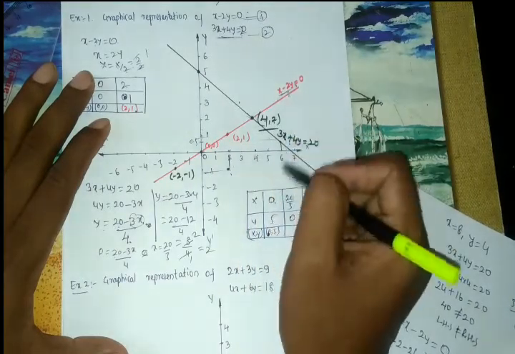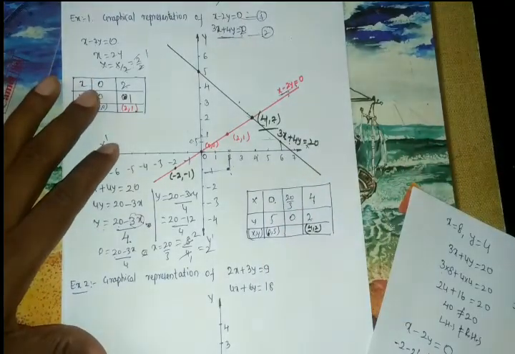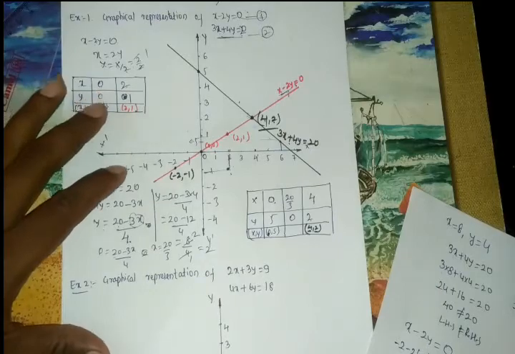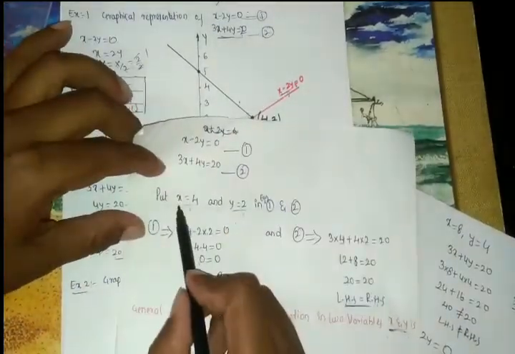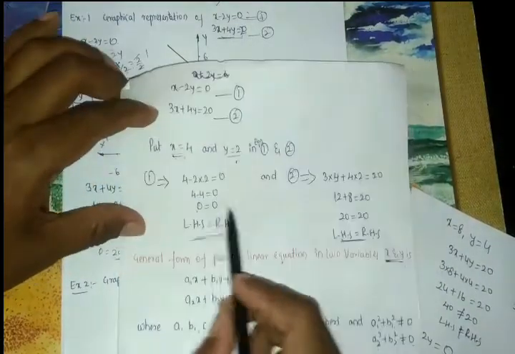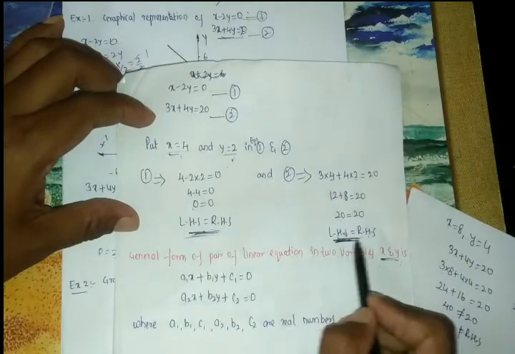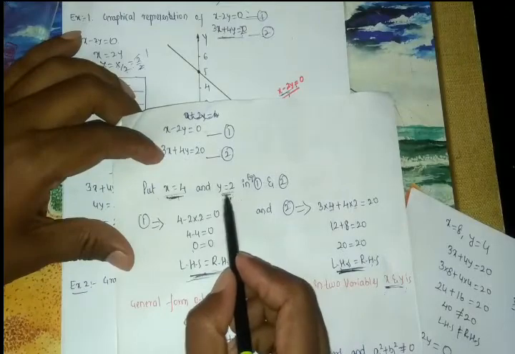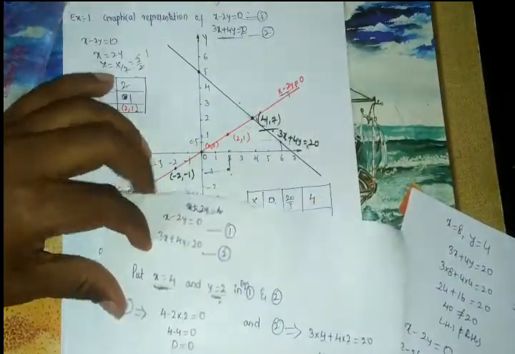We are going to get LHS equals to RHS, as we did in the algebraic method previously, where we substituted the values of x and y in both the equations. With x equals 4 and y equals 2, we have got LHS equals to RHS. So this is a common solution: x equals 4 and y equals 2.